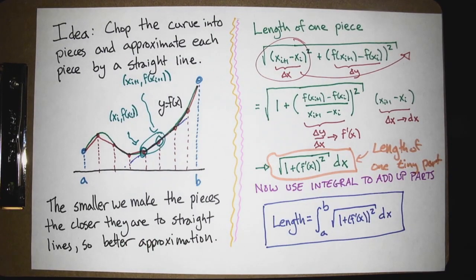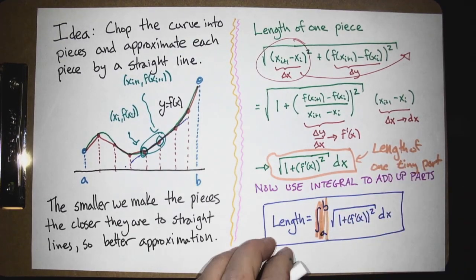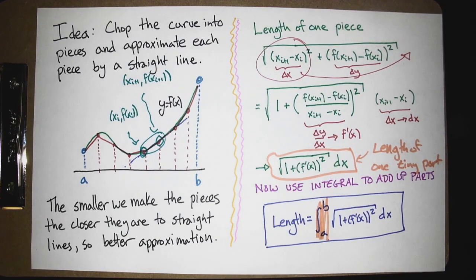Well, okay, how do you get the total length? You add them up. And integration, whenever you see this integral sign, remember that says you add things up. So the integral from a to b will be the total length. And there's our formula for today.